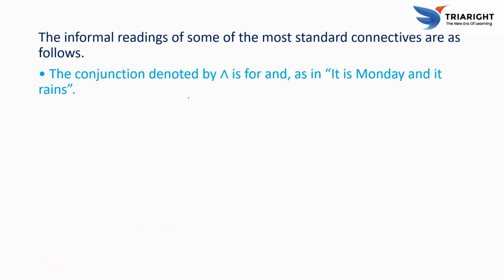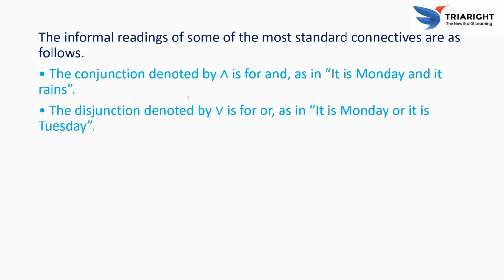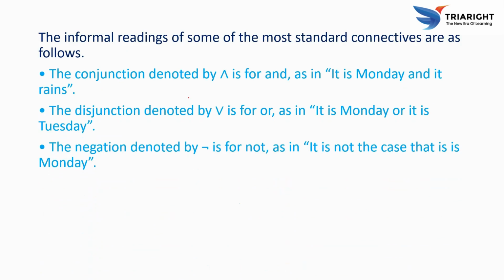The conjunction is denoted by the and symbol. For example, it is Monday and it is raining. We want to satisfy both conditions. Disjunction: it is Monday or it is Tuesday, so we choose on an optional basis. Negation is denoted by a dash: it is not the case that it is Monday, so it is the opposite of the truth.